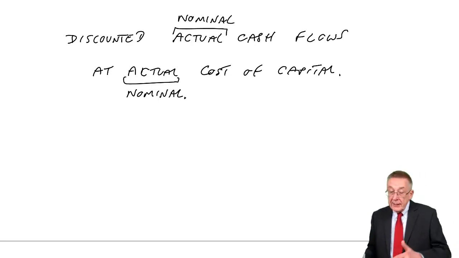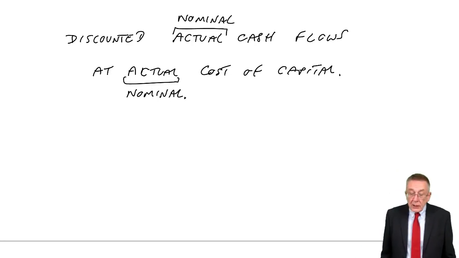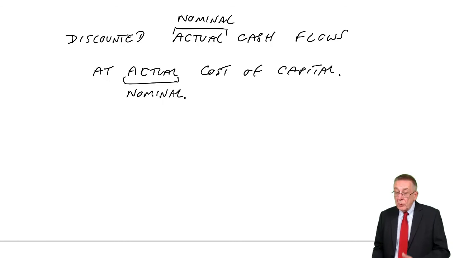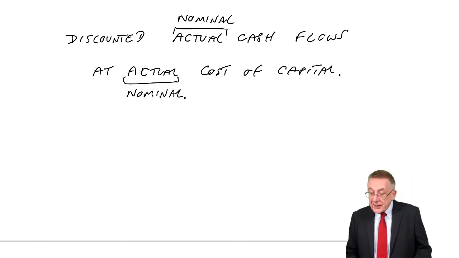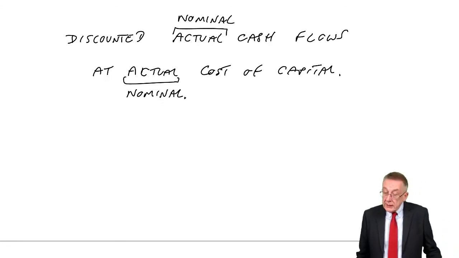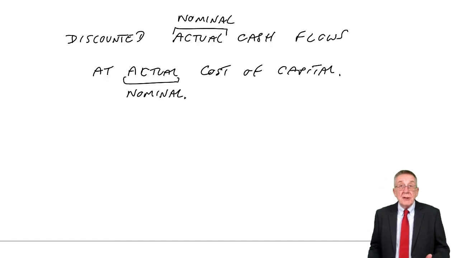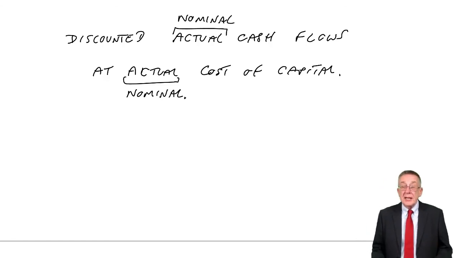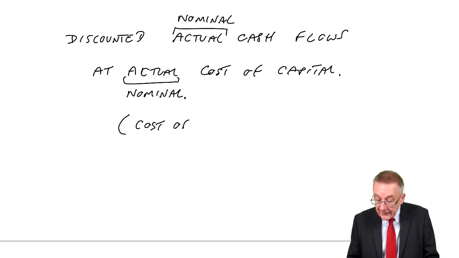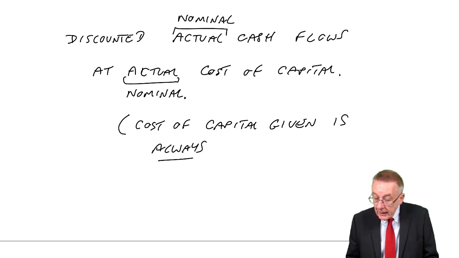And then because I'm going to show you in the final lecture an alternative that just could be asked, in most questions when there's inflation, this is what we do. We discount the nominal cash flows at the nominal cost of capital. If he uses the word nominal, it means the actual cash flows, the actual cost of capital. And incidentally, the cost of capital given in the exam is always the actual cost of capital unless told differently.